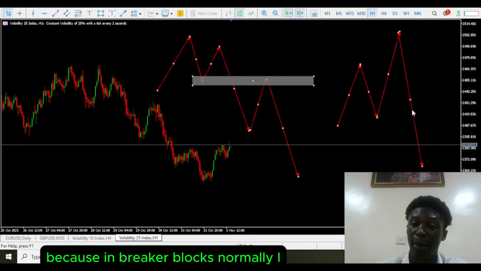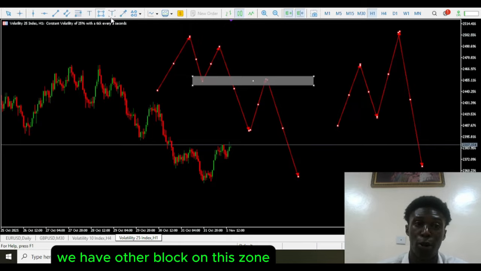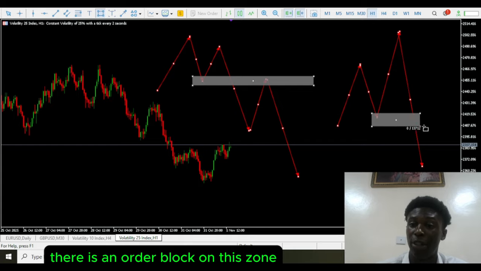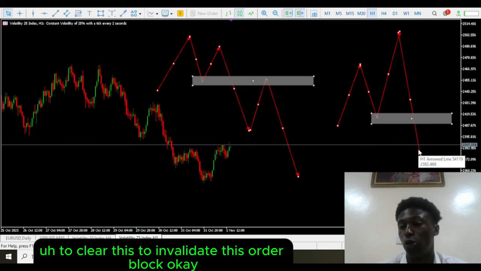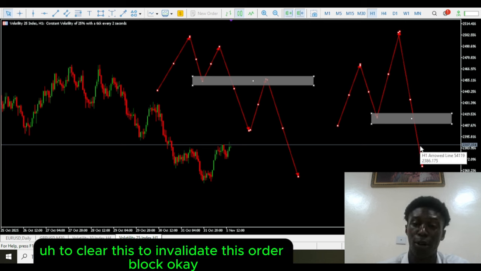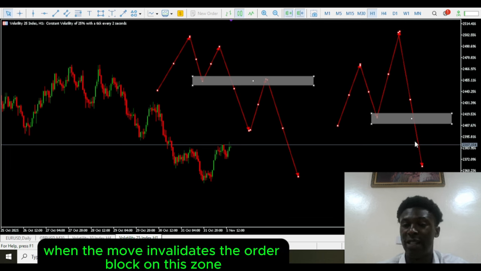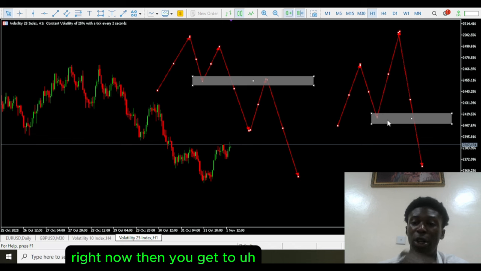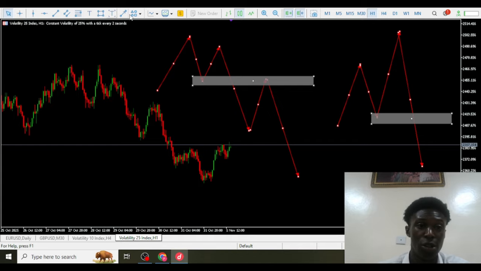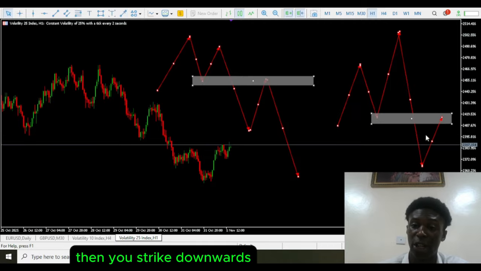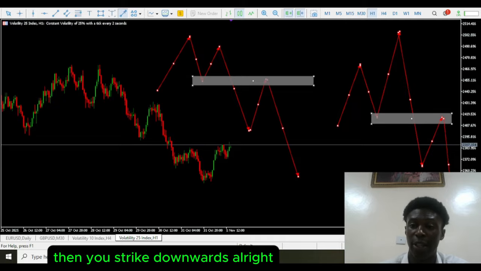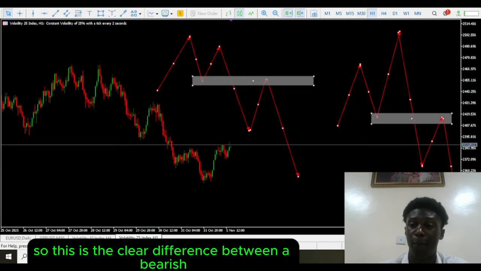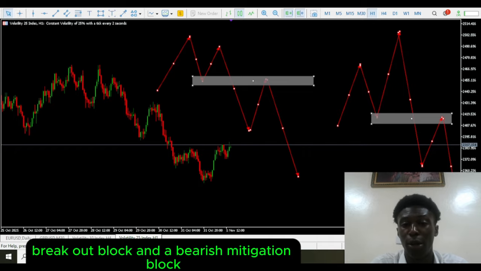Okay, because in breaker blocks normally we have another block on this zone. There is another block on this zone. Do you get me? So this move over here right now that came drastically to invalidate this other block. When the move invalidates the other block on this zone, the next thing for you to do is just wait for the market to tap on this zone. When it taps into this zone again, then you strike downwards. Do you get me, guys? Then you strike downwards.